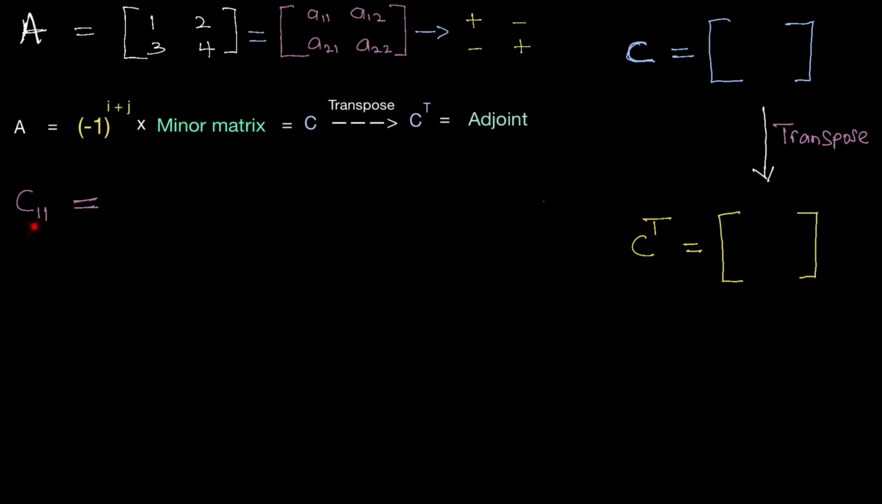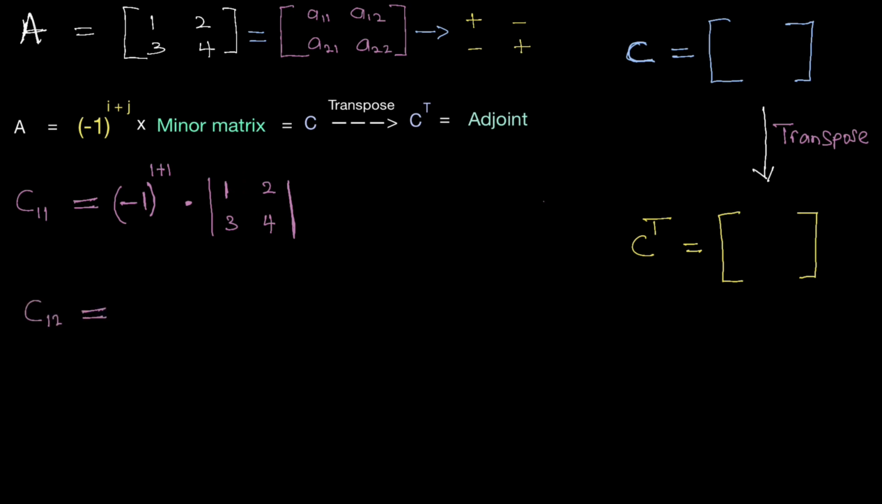So we are looking for the cofactor of A11, and that will be equal to the sign of A11. i is 1, j is 1, so -1 to the power 1 plus 1, which is 2. That will be +1, because -1 to the power 2 is positive. So that's positive. Then we multiply that by the minor matrix, which we haven't worked out yet, but we're going to work it out.